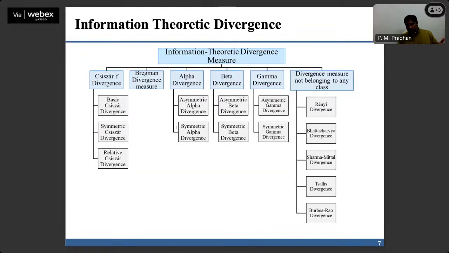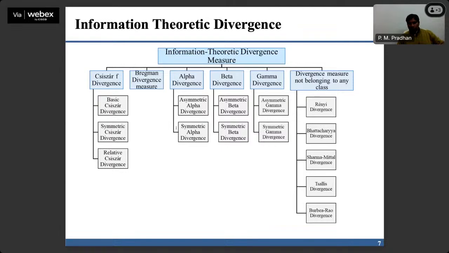So there are lots of information theoretic divergence measures based on which you can design the adaptive filter. The broad categories are Csiszar's divergence, Bregman's divergence, alpha divergence, beta divergence, gamma divergence. This is just a list for you to have an overview of the information theoretic divergence measures. It's not necessary that you go through every divergence criterion and check it. Okay? But I'll be focusing on one or two of them, so that you have a basic idea of how the divergence criterion is used.